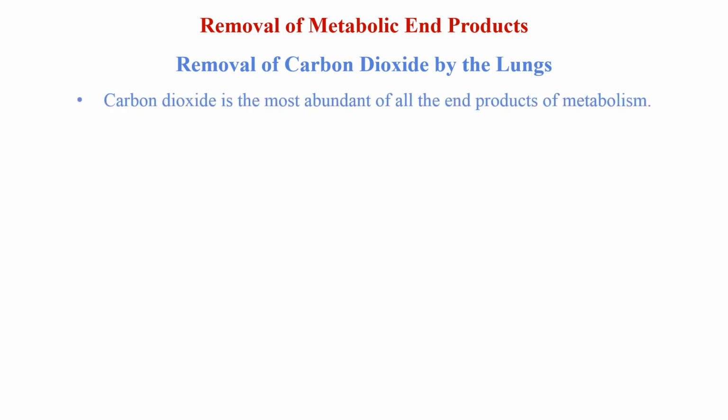The availability of nutrients in the extracellular fluid plays a vital role. However, the removal of metabolic end products is also quite significant in maintaining homeostasis. Let's discuss removal of carbon dioxide by the lungs. Carbon dioxide is the most abundant of all the end products of metabolism.